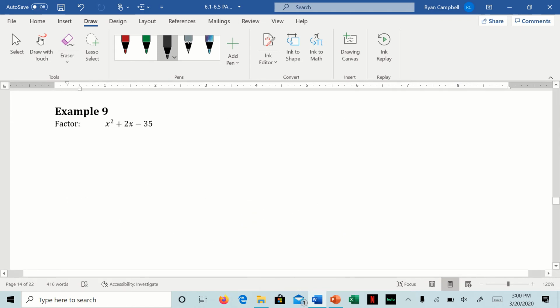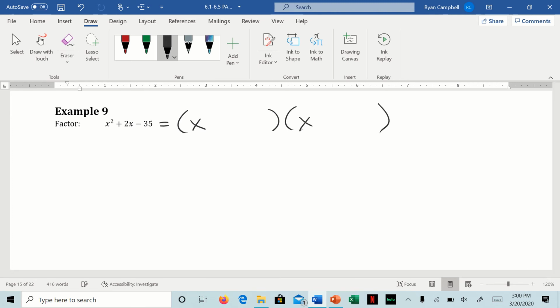All right, let's do number 9. So, again, we'll have x plus something, x plus something. So let's look at -35. We already start with the negative. So -35 could be -1 and +35. It could be +1 and -35. We could have +5 and -7. We could have -5 and +7. When we multiply these together, we end up with -35. So what we've got to do is add these together and see what we get.